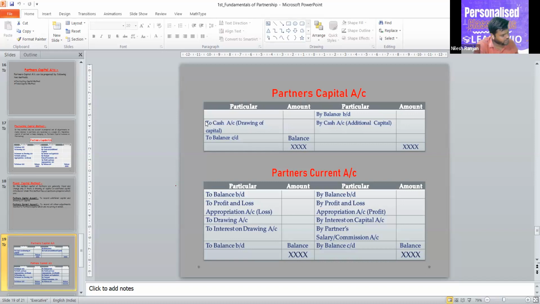Actually, it is only profit and loss appropriation. Yes, it should be credited to the capital account. This is also the profit and loss appropriation account.